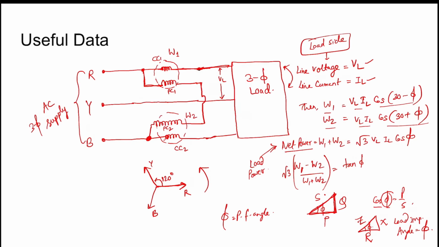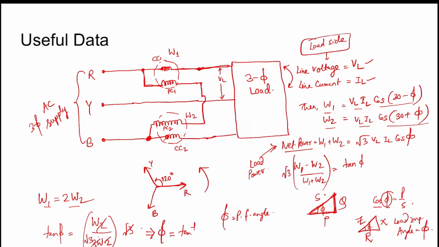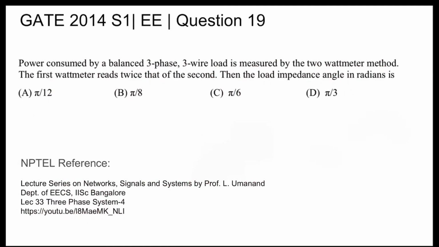The first wattmeter reading is twice that of the second wattmeter reading, so W1 equals 2W2. Then we can apply the formula tan phi equals root 3 times (W1 minus W2) divided by (W1 plus W2), which is root 3 times (2W2 minus W2) divided by 3W2. It comes out equal to 1 by root 3, which implies phi equals tan inverse of 1 by root 3, so phi equals 30 degrees, which is equal to pi by 6. So the correct option is option C, pi by 6.